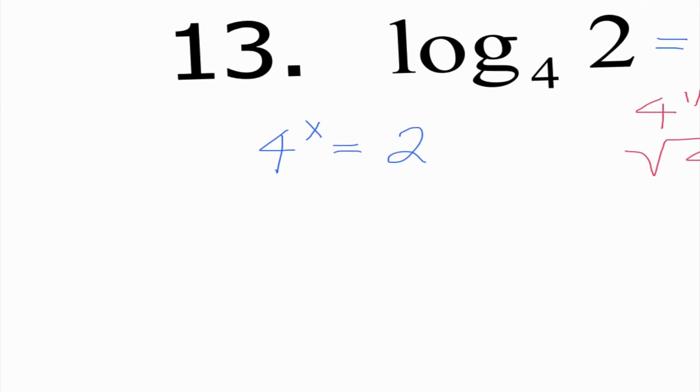So I still need to get the same base. So I see this 2 and I realize, oh, well, I can write 4 as 2 to a power. So this becomes 2 squared to the x power equals 2 to the 1st power.